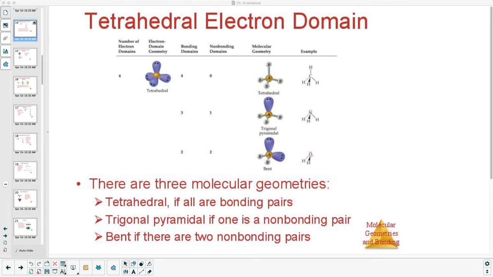This is going to be shorter. This is part 2 of notes for 9.1, 9.2. So we're starting off with the tetrahedral electron domain. Take a look at the tetrahedral. I'm going to repeat myself just a little bit here.